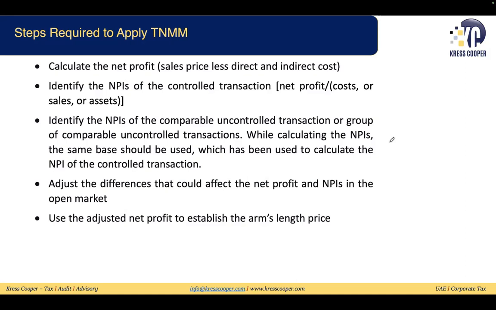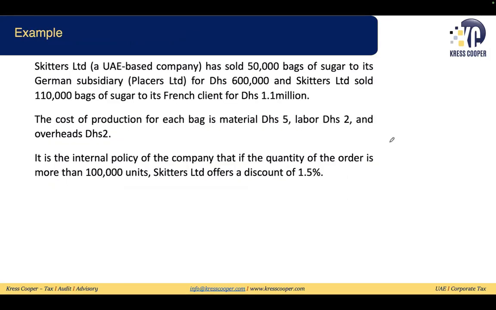It will be very easy for you to assess the internal comparable. If you don't have the internal comparable, then you need to go and identify the external comparable. How will you identify an external comparable uncontrolled transaction? We'll discuss this in the challenges part of this presentation. Just look into this example.